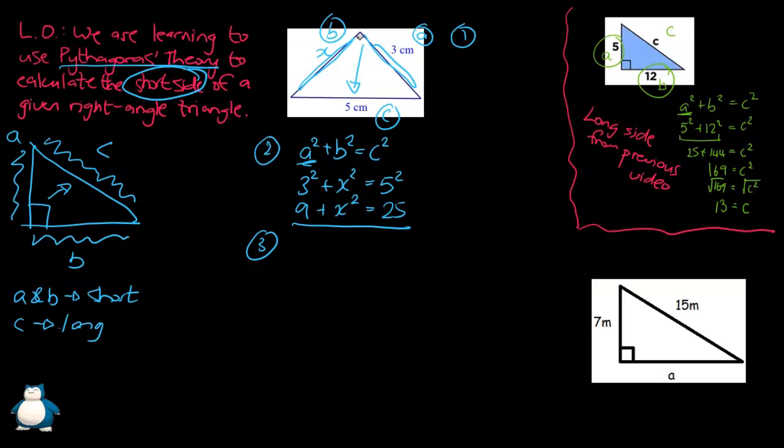In this case, we need to move the 9 to the other side. We didn't have to do that for the other question. To do that, we go minus 9, minus 9. So x squared is going to be equal to 16. We then square root both sides, so x is equal to the square root of 16. X is therefore equal to 4. And don't forget units: 4 centimeters would be your final answer.